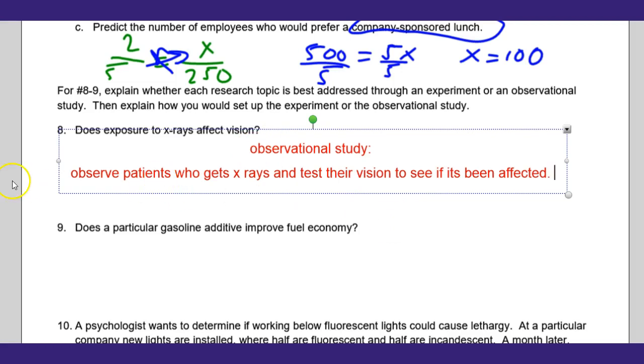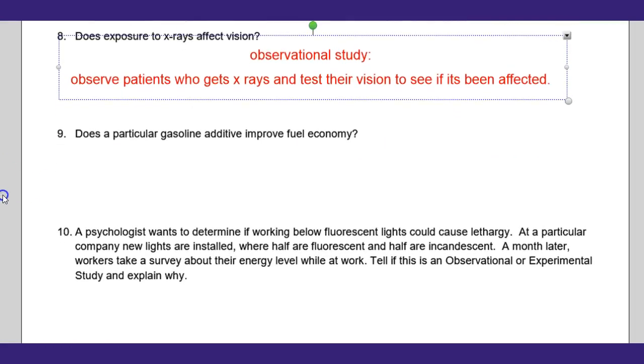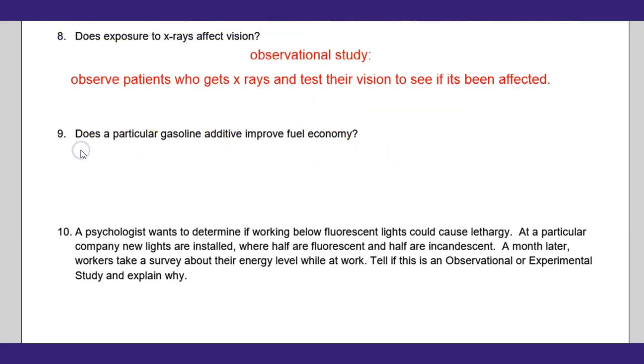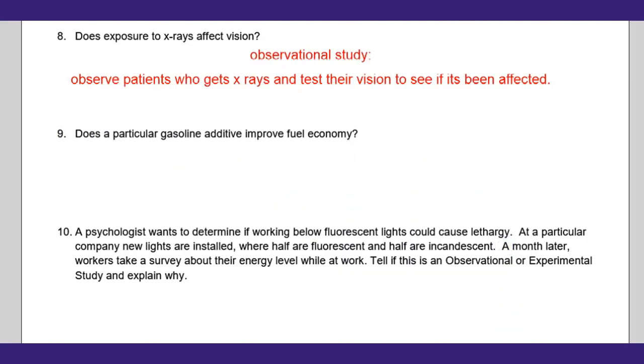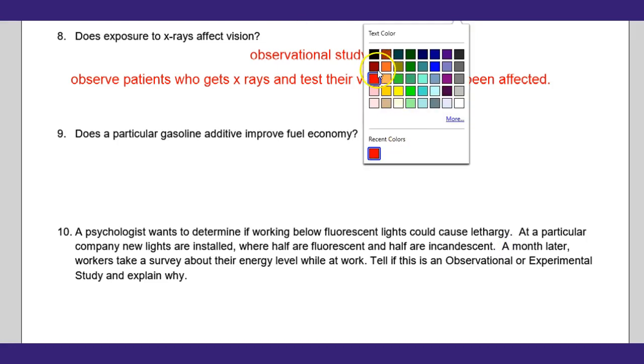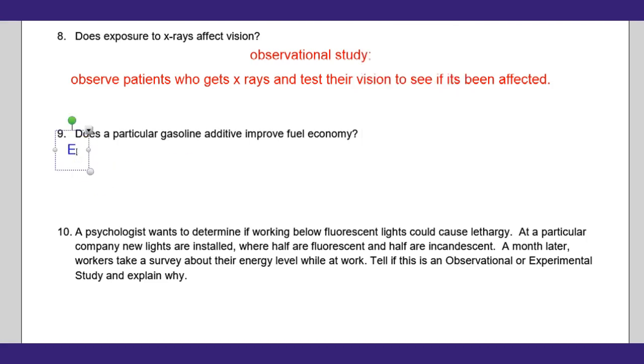Very simple. For this next one, it says does a particular gasoline additive affect fuel economy. We can do that as an experiment because I don't really see that as unethical. I don't know what the harm would be in testing gasoline. So we'll say experimental right there.